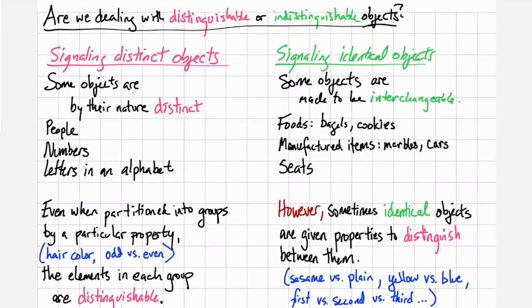Next we can ask, are we dealing with distinguishable or indistinguishable objects? You may also have seen the words distinct and identical to mean the same things. Some objects are by their nature distinct. People. Each person is different. A collection of numbers. The number 1 is different from the number 2, is different from the number 3, etc. Letters in an alphabet. Each character in an alphabet is different.